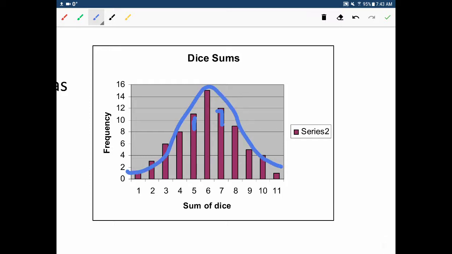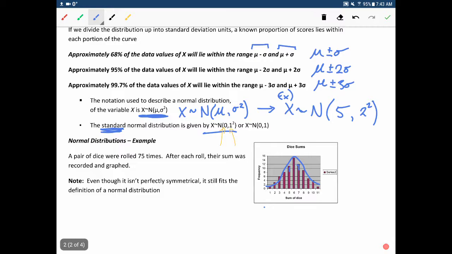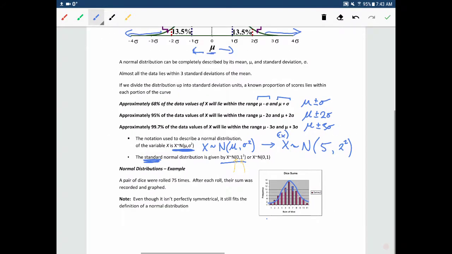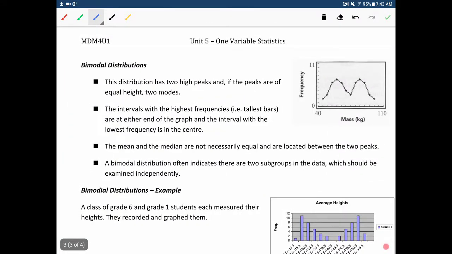The idea is that in theory, if you were to roll those dice an infinite number of times... Now, I should point out, this should be a histogram, and it's not. The bars are not touching. They should always be touching when you're doing a histogram. We'll forgive that because I probably copied it off of something. Anyway, it's not perfectly symmetrical, but it's a theoretical model, and so it does fit the definition of a normal distribution. That's it for that. We'll get a lot more into the normal distribution when we talk about z-scores in the next lesson.